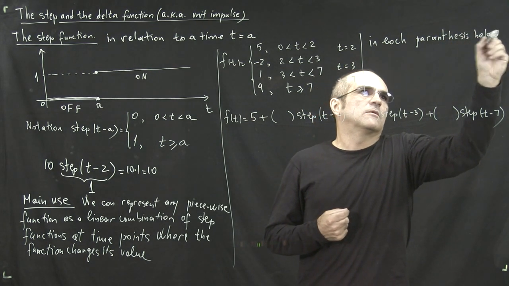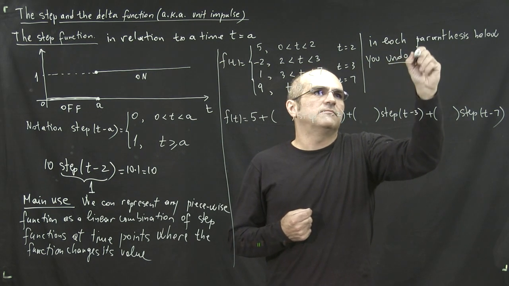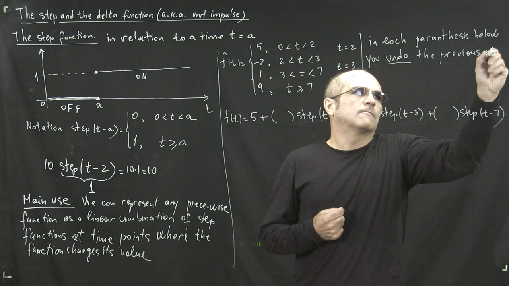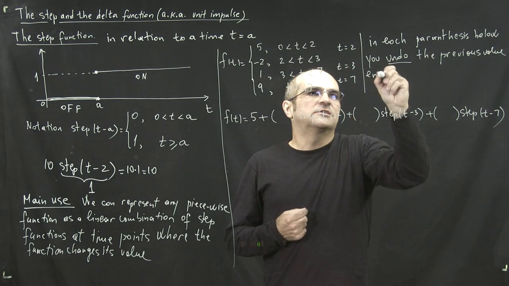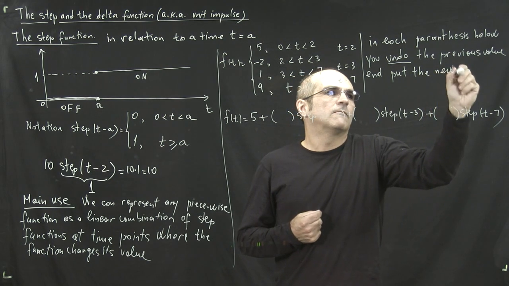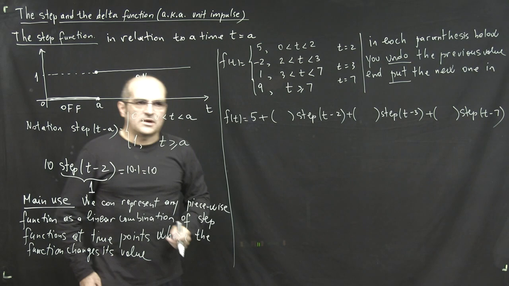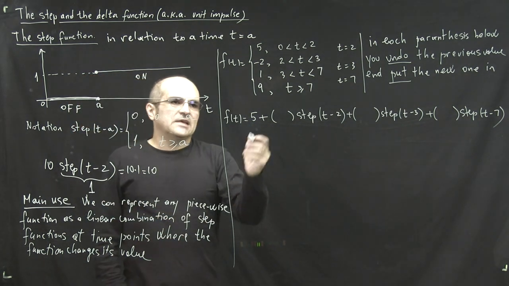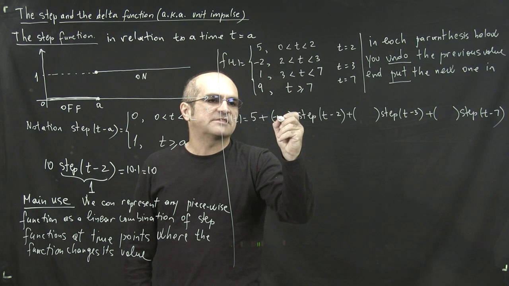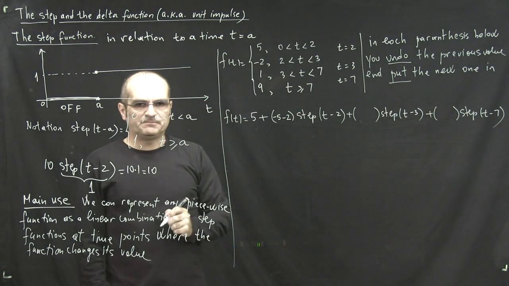in each parenthesis below, you undo the previous value and put the new one in. So you undo the previous value and put the new one in. So in this case, at time t equals 2, I want to cancel 5, so I'm going to put minus 5, and put the new value in, which is minus 2.